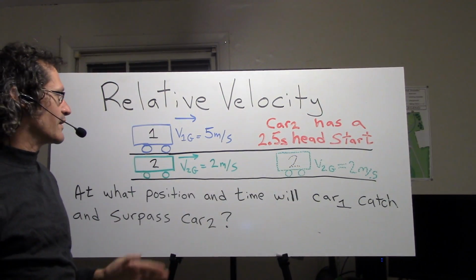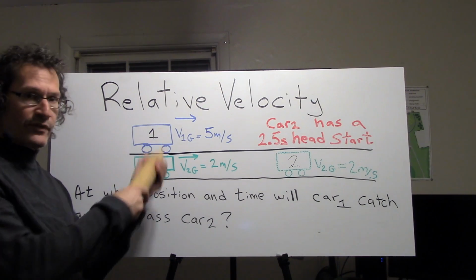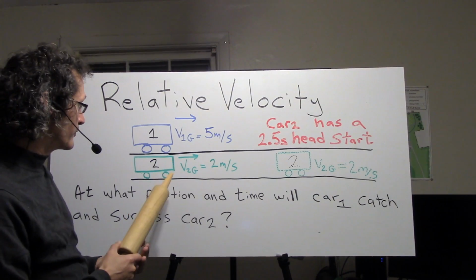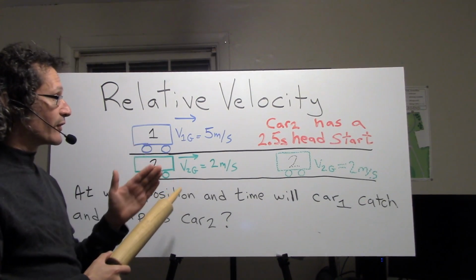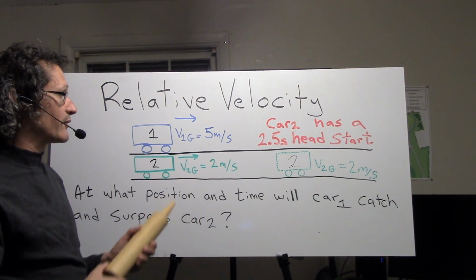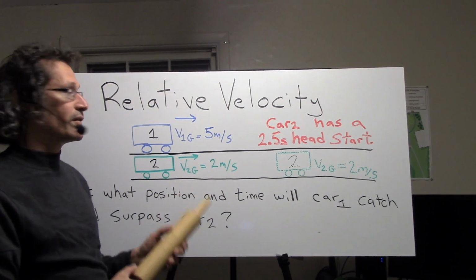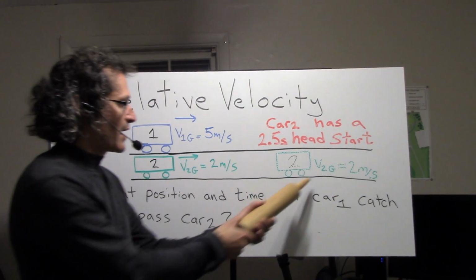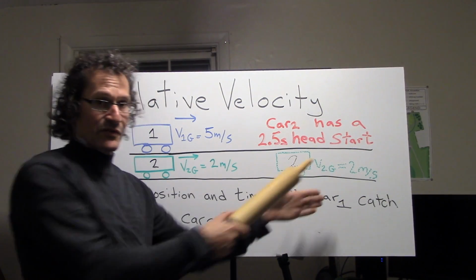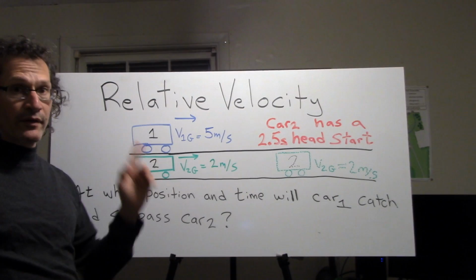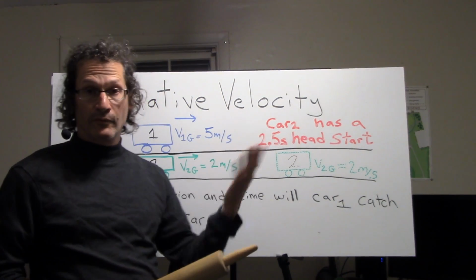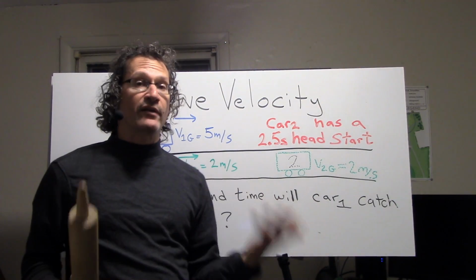The situation is kind of like this. Car 1 and car 2 have the same starting line, so they have the same origin, the same place where they begin the race. However, car 2, traveling at 2 meters per second, is given a 2.5 second head start. So it moves for 2.5 seconds, and it's going to be over here in this zone. And then car 1 will start its engines and will try to catch car 2. So how do we handle that situation?